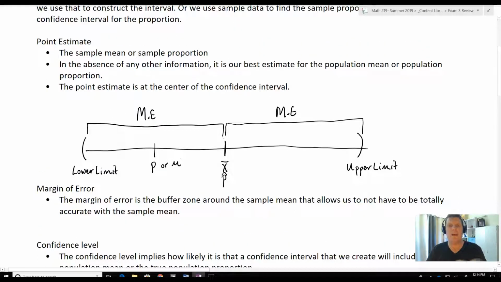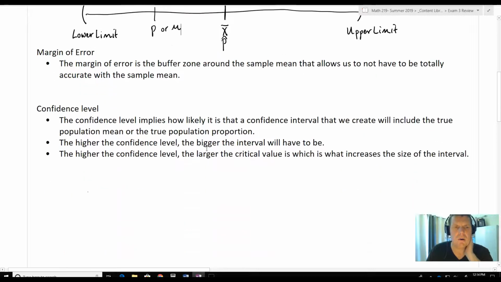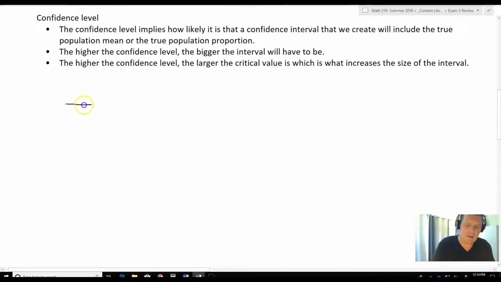So we're creating an interval. An interval is a range of numbers, and that range of numbers is going to estimate our population mean or proportion. So the confidence level will imply how likely it is that a confidence interval that we create will include the true population mean or the true population proportion. And so the higher the confidence level, the bigger the interval will have to be. And the higher the confidence level, the larger the critical value is, which is what increases the size of the interval.